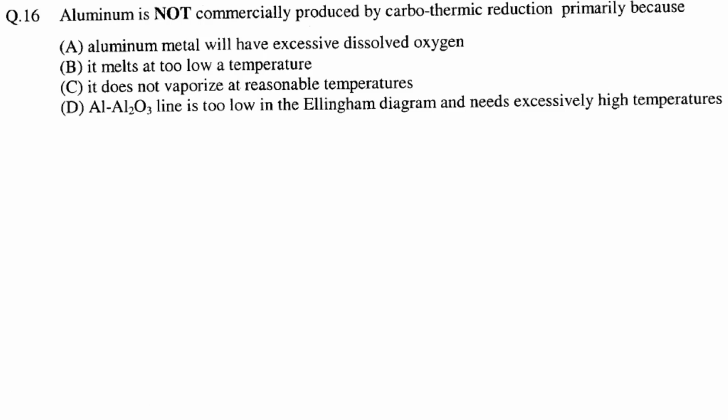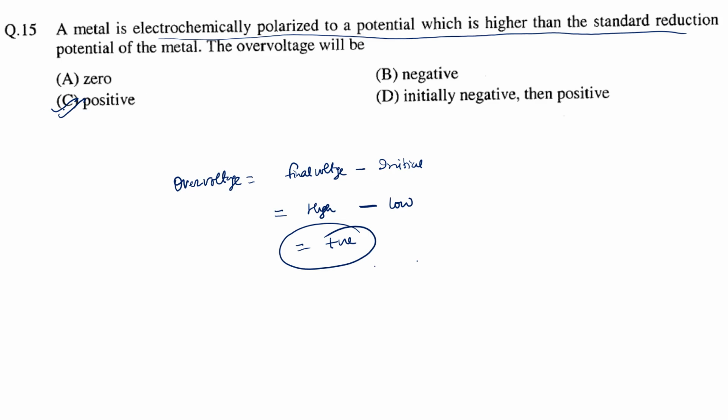Aluminium is not commercially produced by carbothermic reduction primarily because... Carbothermic means reduction using carbon, right? We have this Al2O3. Now suppose I make it react with carbon, then we can have an equation like Al plus CO2. So this is nothing but a carbothermic reduction of Al2O3. So why doesn't it happen? It doesn't happen because of this option D.